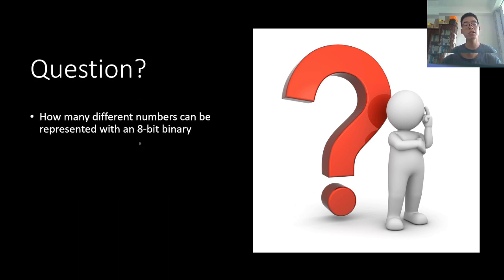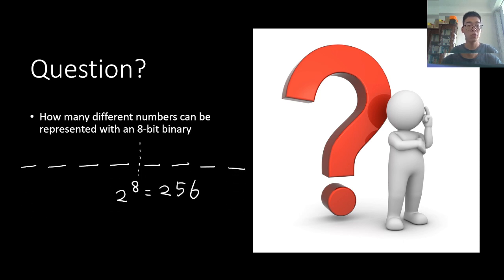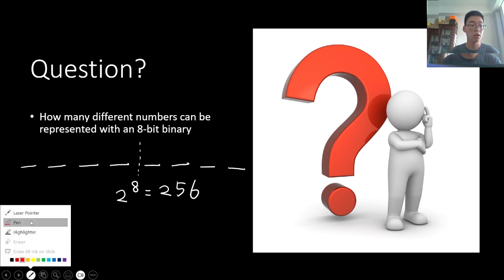Before we start, I have two quick questions to test your knowledge about what you have learned previously. The first one is, how many different numbers can be represented with an 8-bit binary? Think about it to see if you can solve this problem. Alright, here's the answer. Suppose you have 8 bits, then the unique combinations are 2 to the power of 8, which is 256. So how do we get there?